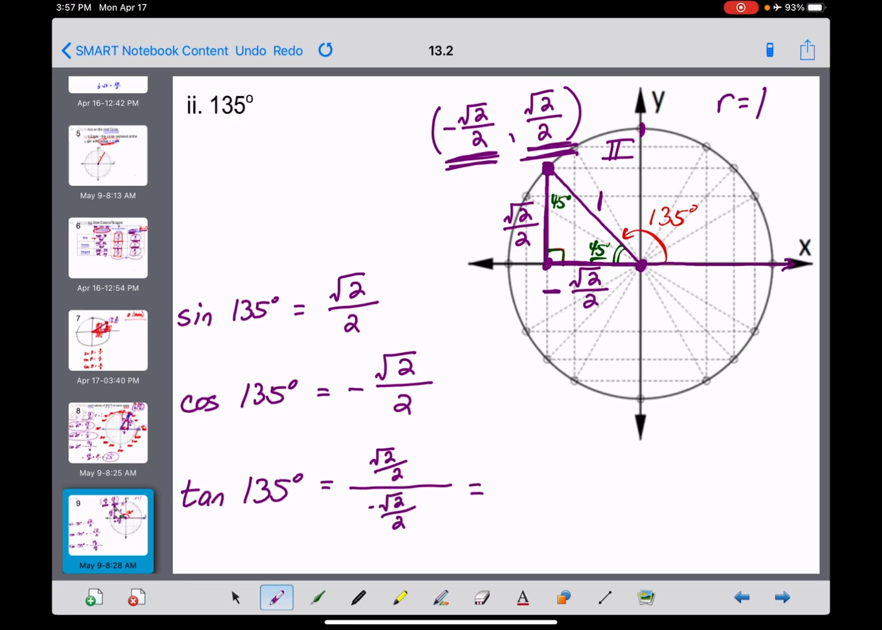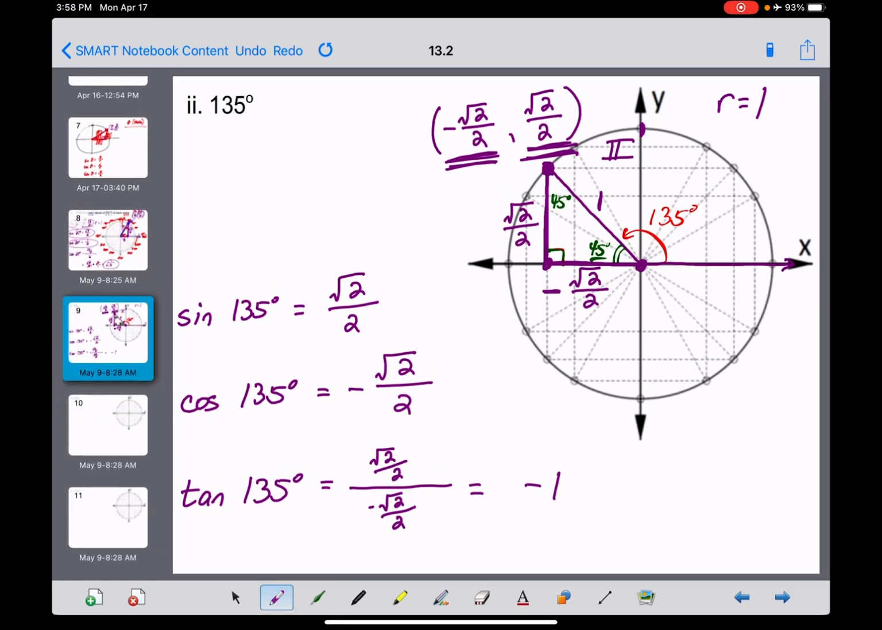And I'm hoping you guys see it. We're dividing a number, even an ugly number like root 2 over 2, by its own opposite. And any number divided by its opposite, like 5 over negative 5, is just going to get you negative 1. And that would be a pretty easy one to type into your calculator and see. If you were to type in tangent of 135 degrees, it'll tell you the answer is negative 1. Okay, so that's how you handle a 135 degree angle.